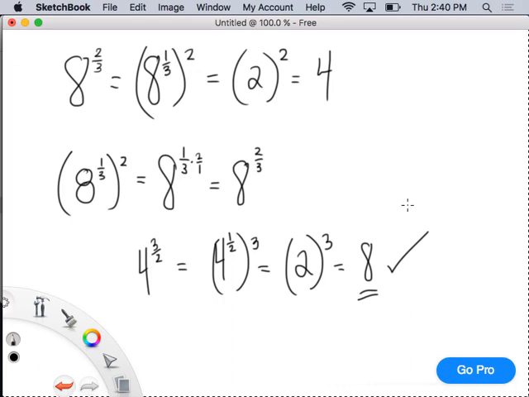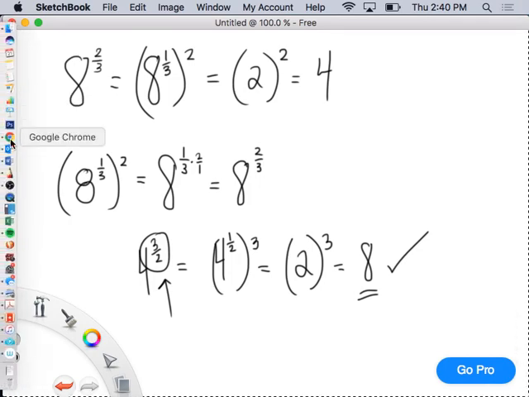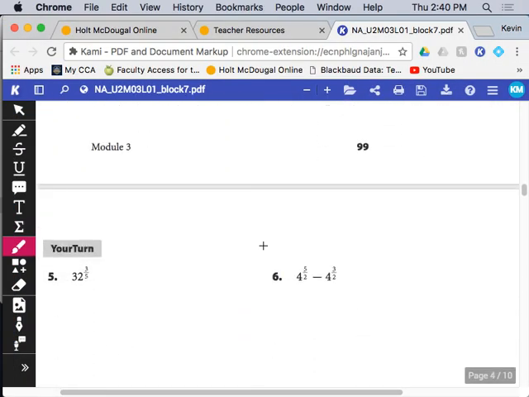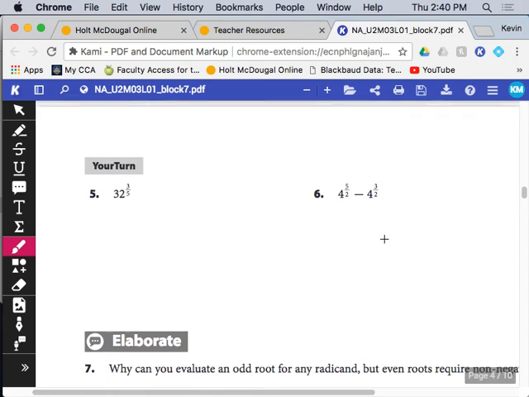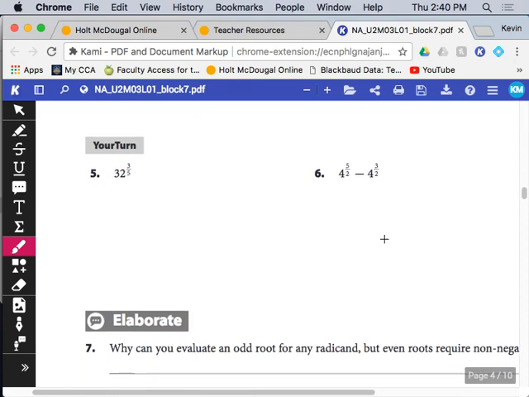It's cool. Okay, guys. What is this? What is that? Is that an exponent? What kind of exponent? Rational. So what is this? It's a rational exponent. Guys, we understand rational exponents. Good job. Okay, here we go. All right, go ahead. Do number 5 and 6 on the top of page 100 now.